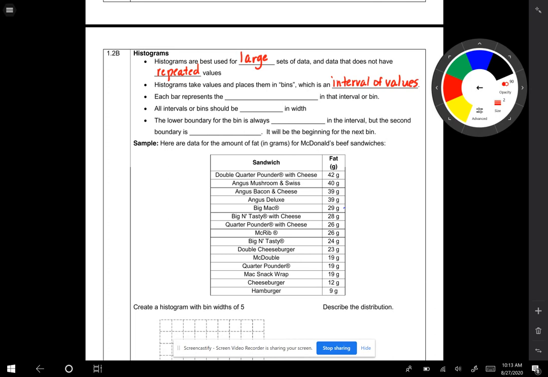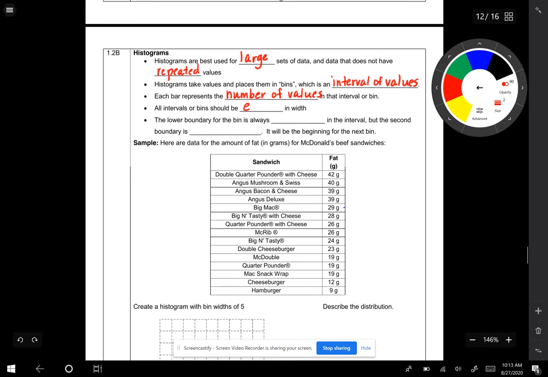Each bar represents the number of values in that interval or bin. All intervals or bins should be equal in width. The lower boundary for the bin is always included in the interval, but the second boundary is not included, and I'll mention that when we do our example. It will be the beginning of the next bin.